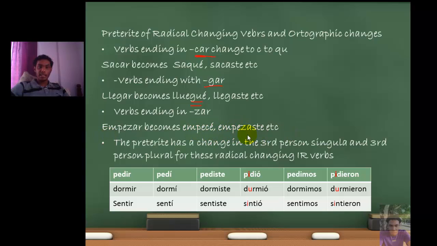Empezar becomes empecé, empezaste, etc. So these are verbs ending in ZAR, the Z becomes C. But they return to their normal form.